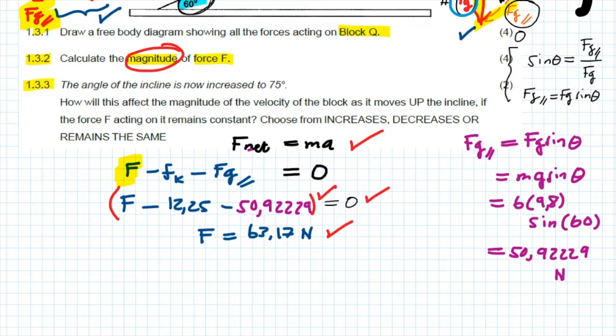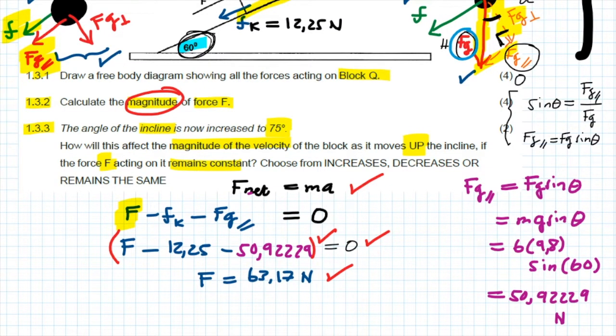It says the angle of the incline is now increased to 75 degrees. How will this affect the magnitude of the velocity of the block as it moves up the incline if the force F acts on it remains constant? Choose from increases, decreases, or remains the same for 2 whole marks.